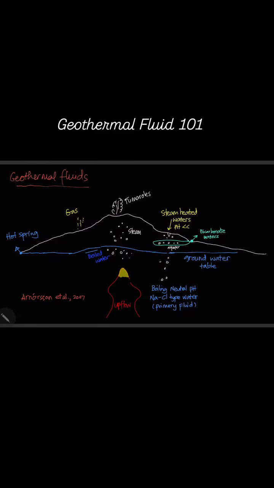Geothermal fluids are an indicator of a working geothermal system. There are many geothermal fluids, like you can see fumaroles, gas, hot springs, steam heated water, bicarbonate waters, and many others. And I'd like to take you through some simplified diagrams of that.